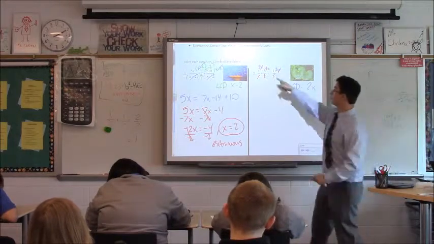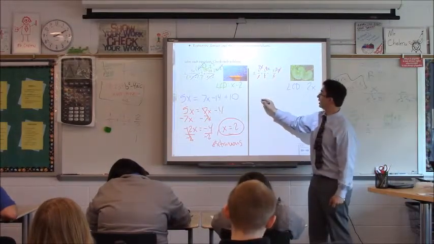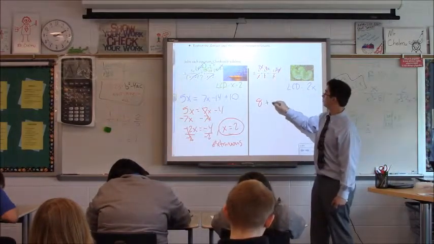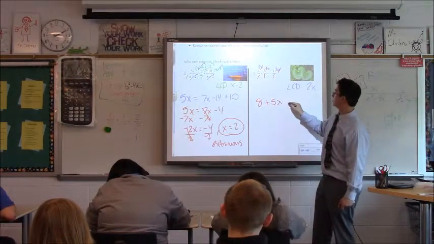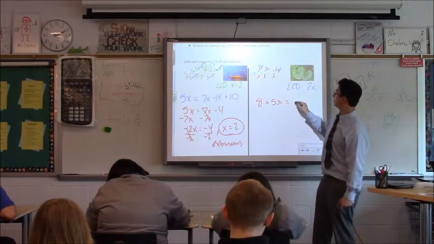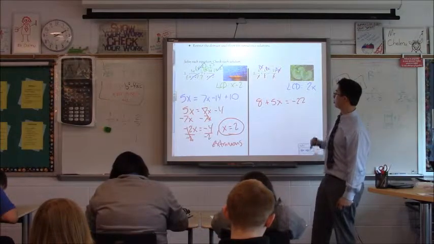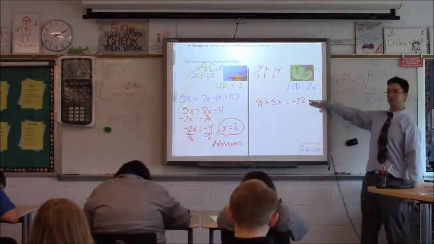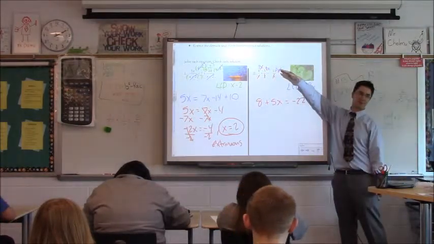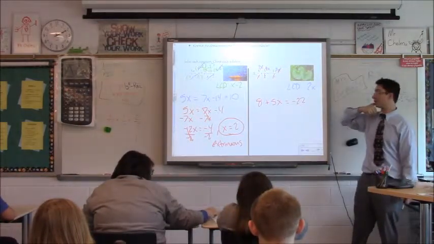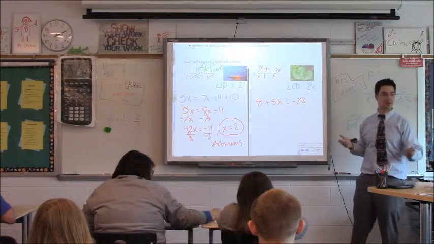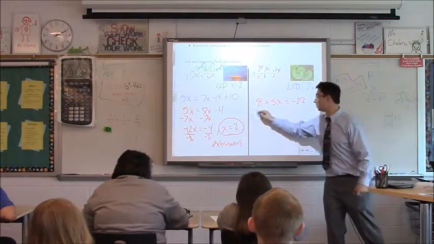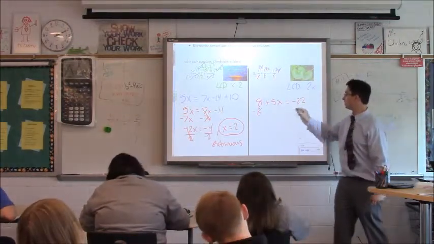So what's left over in the numerator? 8 plus 5x equals negative 22. Perfect. And which equation would you rather work with, this one down here or the one we started with? The second one for sure. Minus 8. We could probably solve this in a jiffy. Nice job.